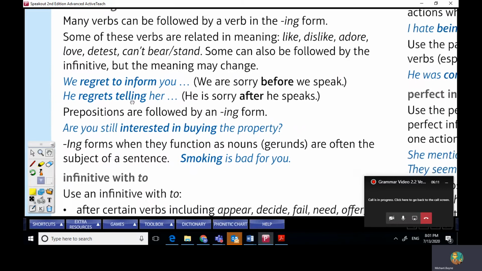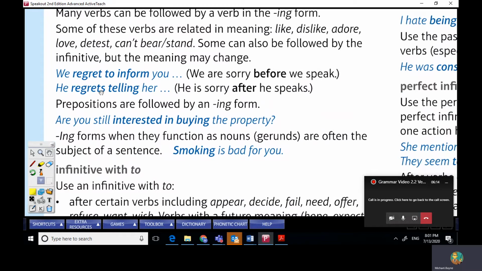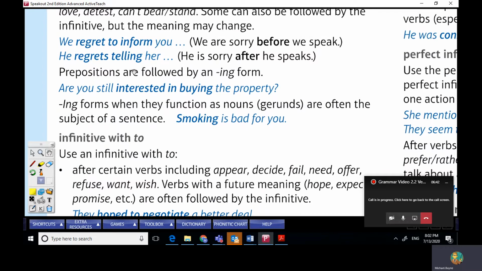So let's look at a little bit of a difference here with regret. We regret to inform you. When you use regret with the infinitive, that means that basically we're saying sorry that something bad is going to happen. So we're sorry before we speak. He regrets telling her. That means that he wishes he did not tell her after he already did it. So he's sorry about it after he's done it. So there's a different meaning depending on how you use this.